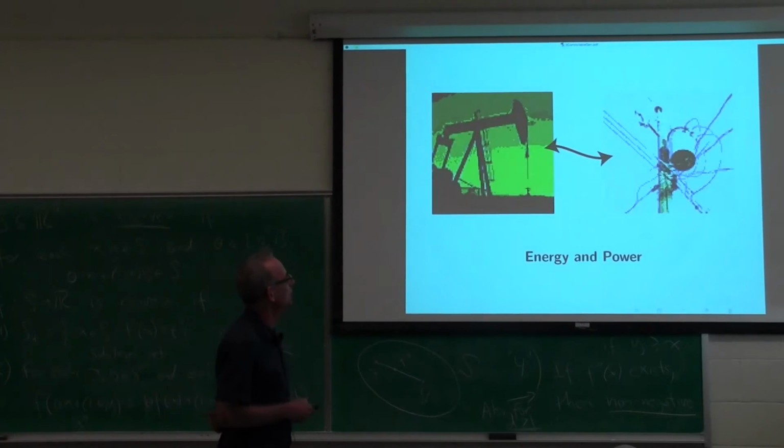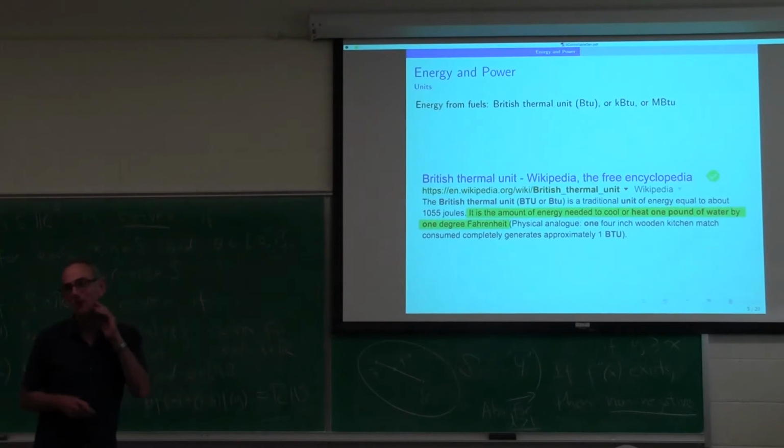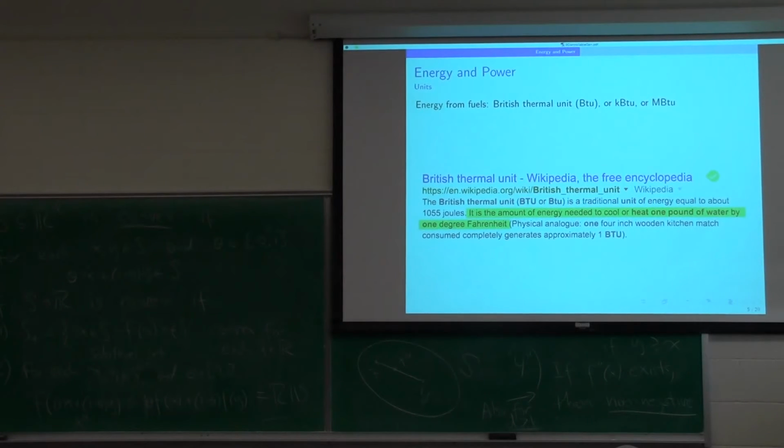Okay, so energy and power. Now, unfortunately, this is the U.S. and we have this awful British system of units. This really cracks me up. I never really thought about BTUs until I taught the course last year. A British thermal unit, which is really very small, as we'll see. So I decided to go to Wikipedia last night, and I love it. I have seen this before. It's the amount of energy needed to cool or heat 1 pound of water by 1 degree Fahrenheit.